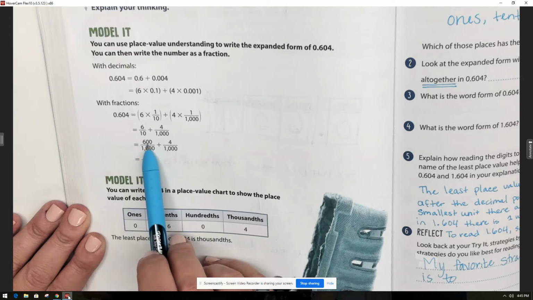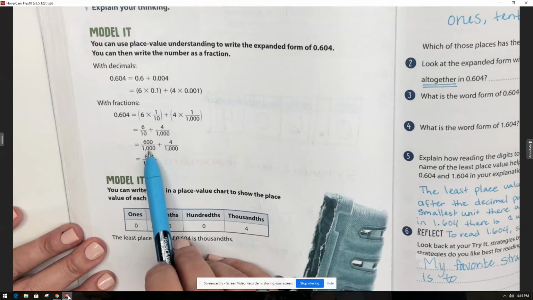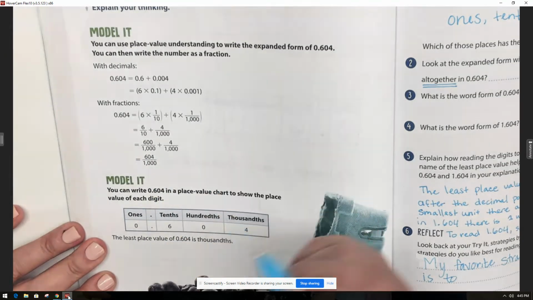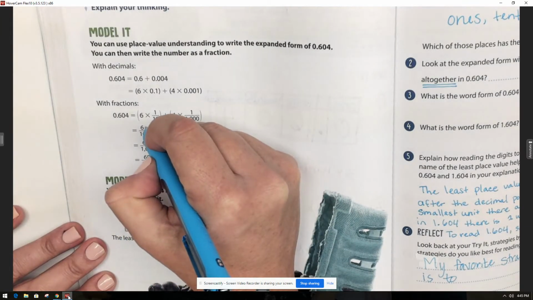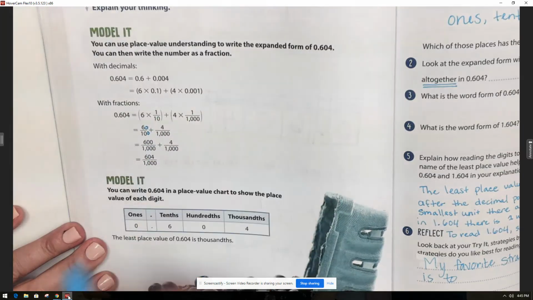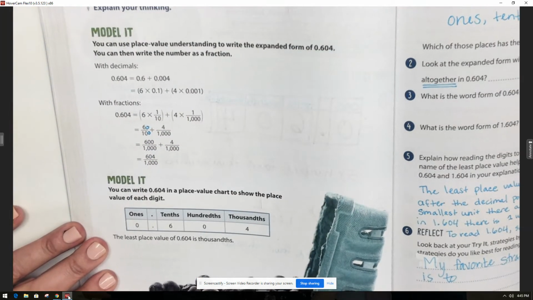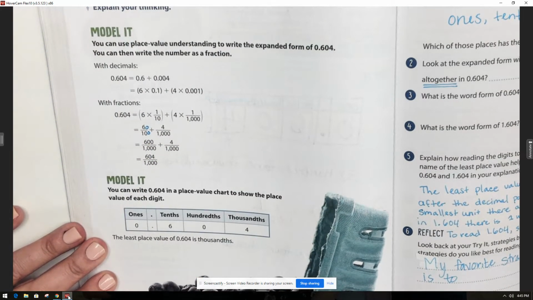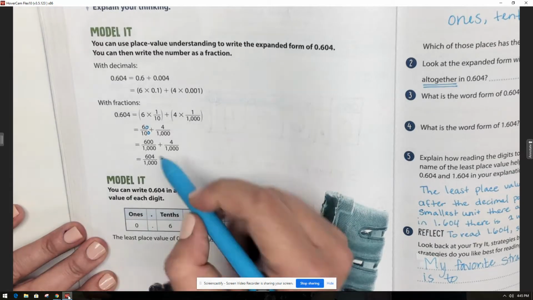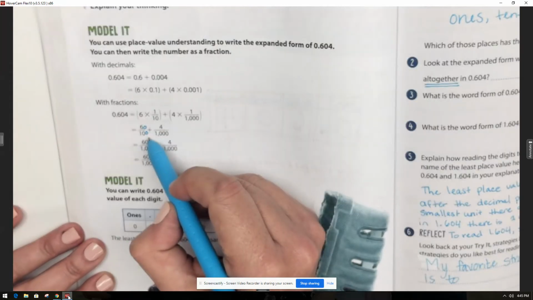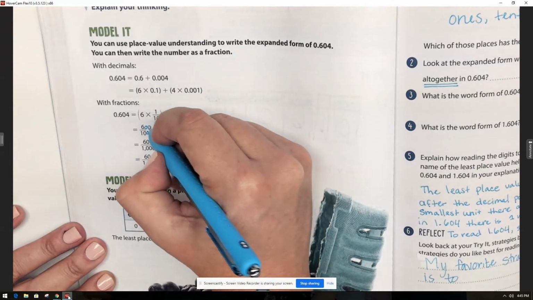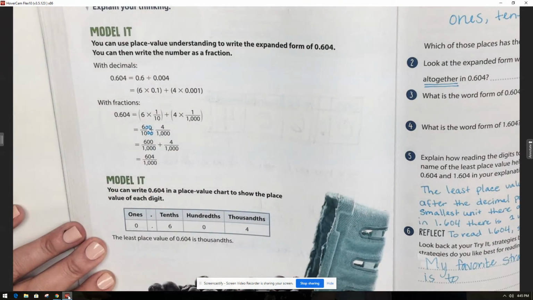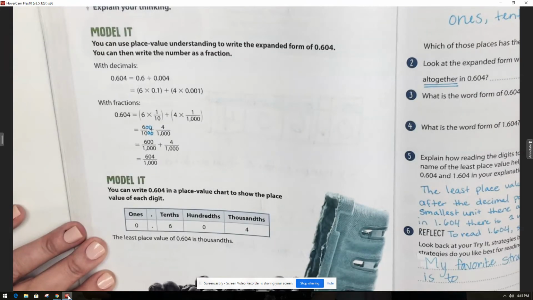6/10 is the same as 600 thousandths. In case you were wondering how we did that, you can add a 0 to both the numerator and the denominator, and you're still making the same fraction. You're just making it a bigger equivalent fraction.